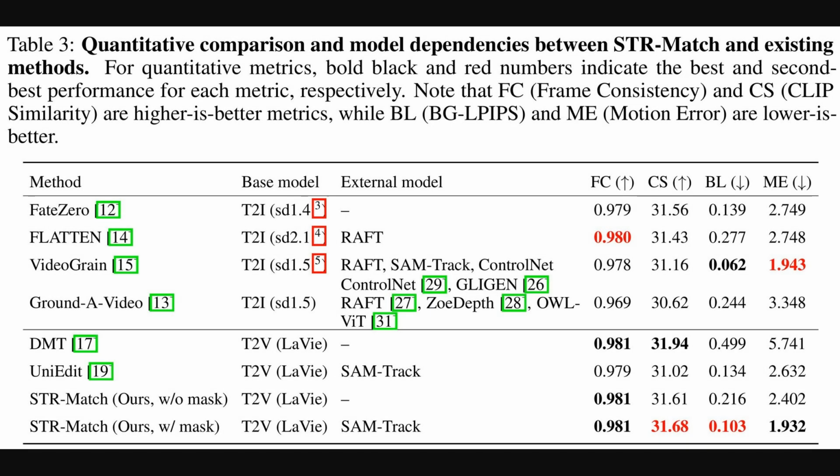This next table really broadens that comparison, pitting STR-Match against a whole field of existing methods. And looking at the bottom row, which is STR-Match with a mask to protect the background, it achieves either the best or second best score across every metric. It's number 1 in CLIP similarity, meaning it best matches the text prompt, and a close second on everything else. What's really impressive is that it achieves this strong, balanced performance without the complex chain of external models that some other methods here rely on.